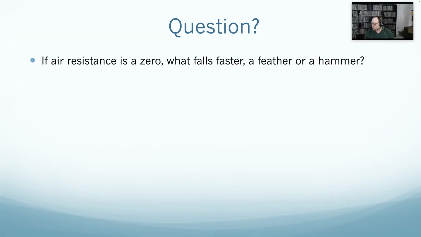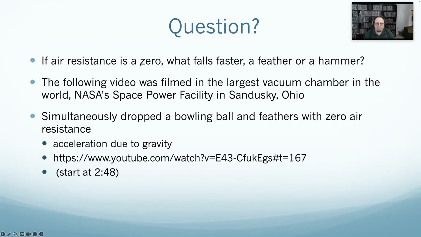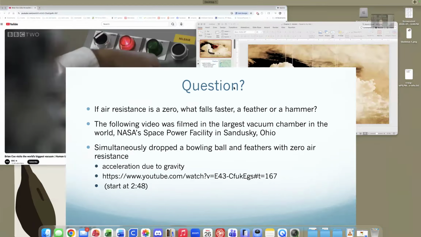But we know that in real life, if I drop a feather and a hammer, the feather's going to float while the hammer plummets. But what if there was no air resistance? This video that I'm about to play was done in a NASA space power facility in Sandusky, Ohio. This area is a big room that's a vacuum chamber. It's the world's largest vacuum chamber, where literally they sucked all the air out of this room.